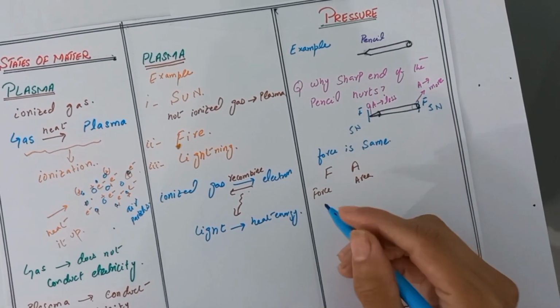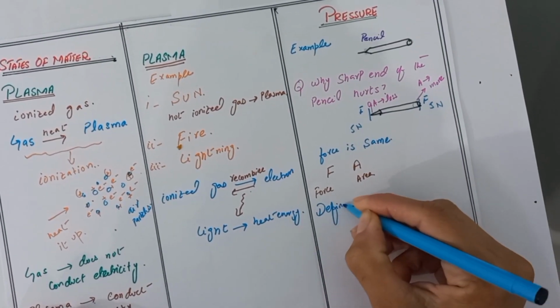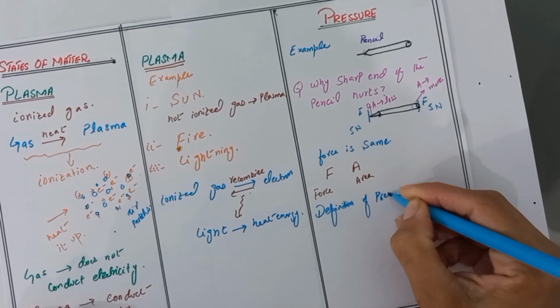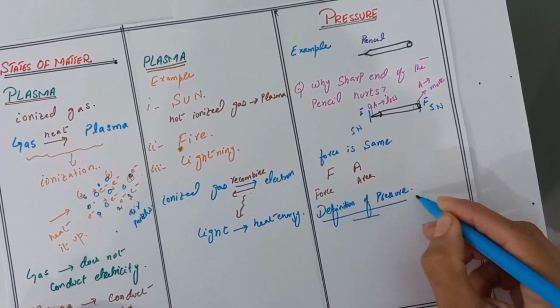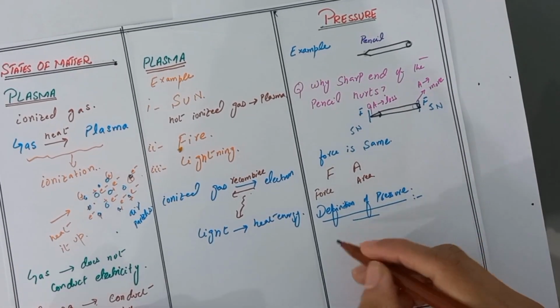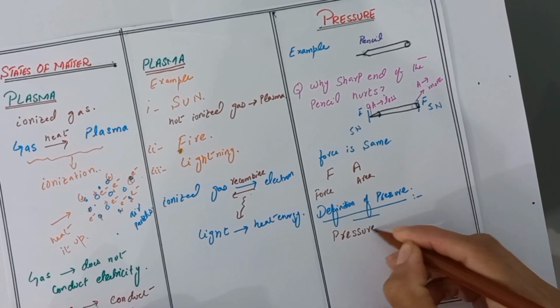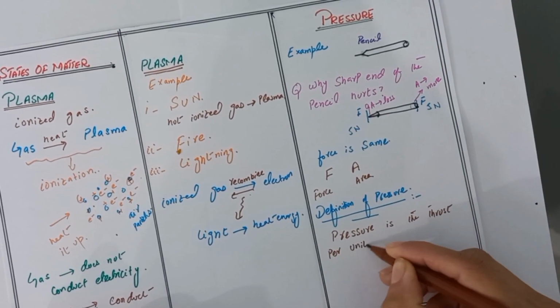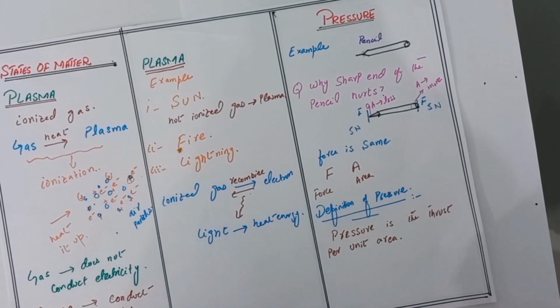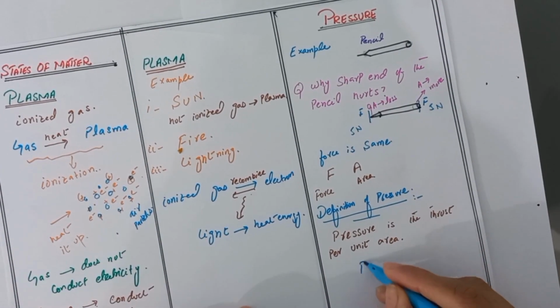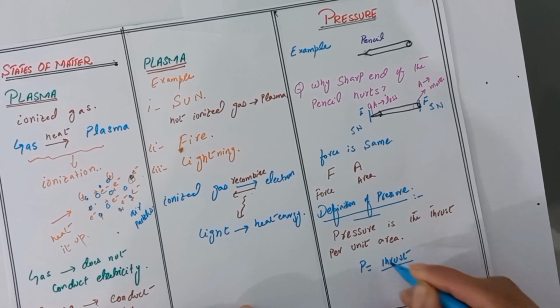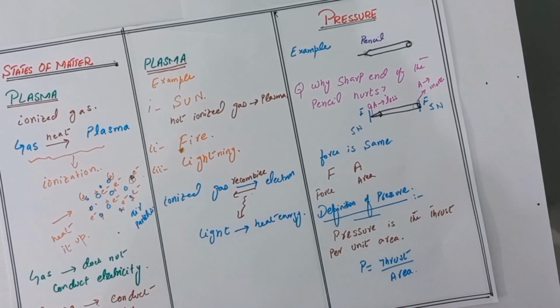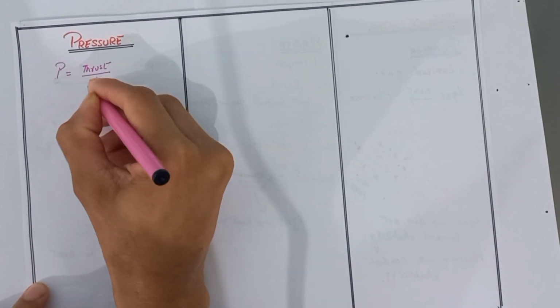So let us define the concept of pressure. Definition of pressure: pressure is the thrust per unit area. So we can write its formula. Pressure is equal to thrust per unit area. So what's the formula of the pressure? Pressure is the thrust per unit area.